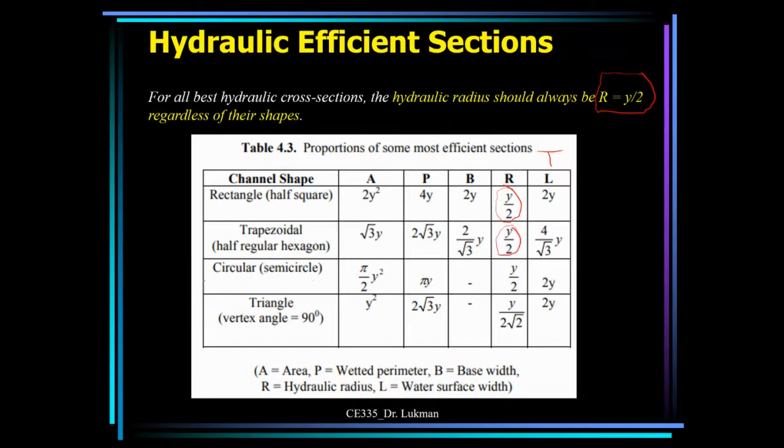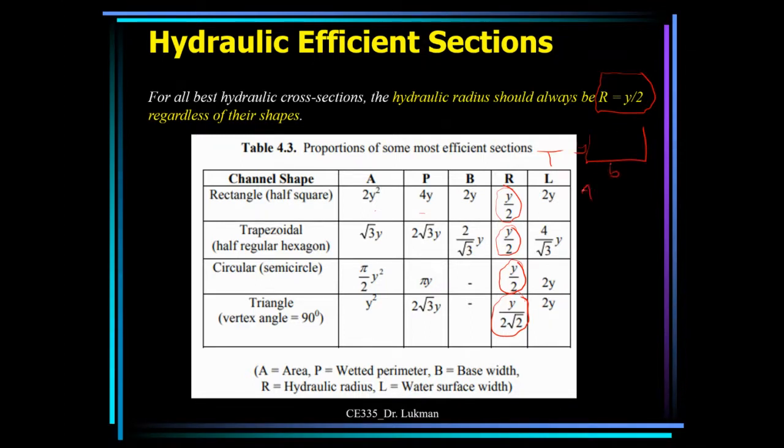For circular, semicircle, R equals Y over 2. For triangle, R equals Y over 2 root 2. And you can prove these. You can prove all these formulas. You can prove all this for a rectangle.